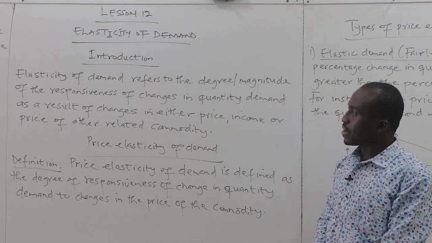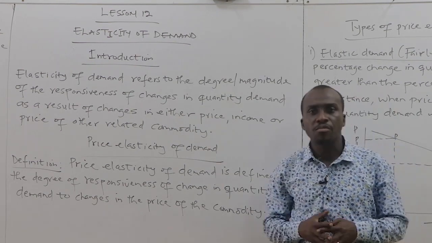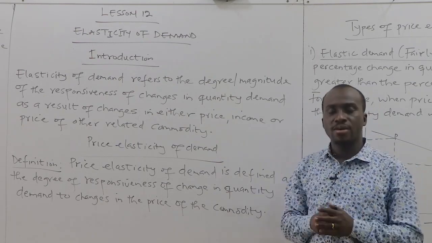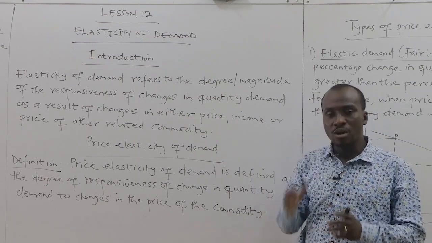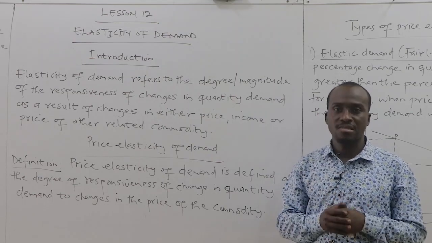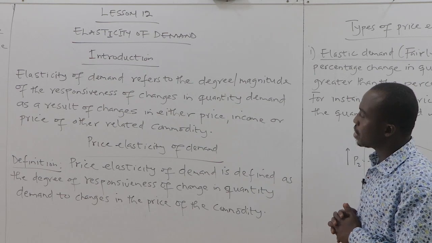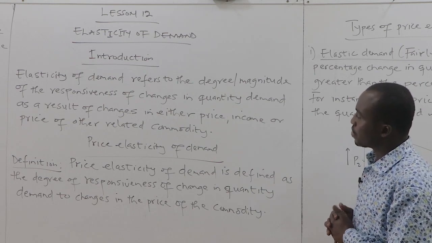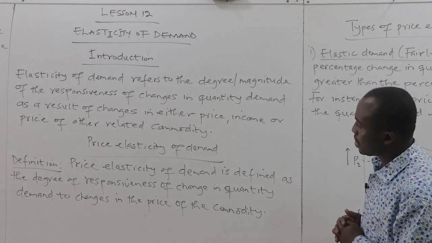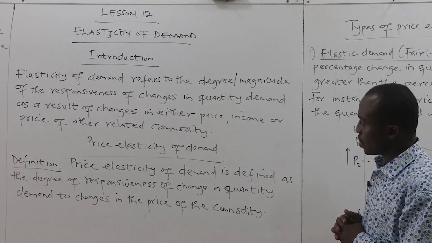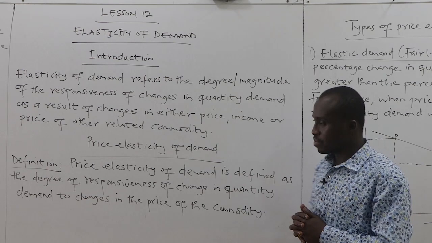So we want to look at the elasticity of demand. Before that, we want to look at what is the general idea when it comes to elasticity of demand before you go down to the three types of elasticities. So what's the elasticity of demand? It refers to the degree or the magnitude of the responsiveness of changes in quantity demanded as a result of changes in either price, income, or price of related commodity.